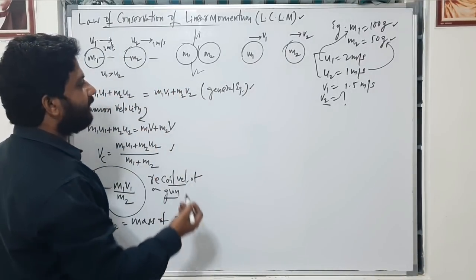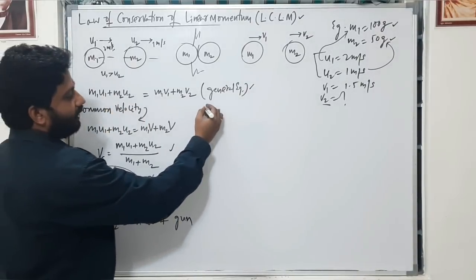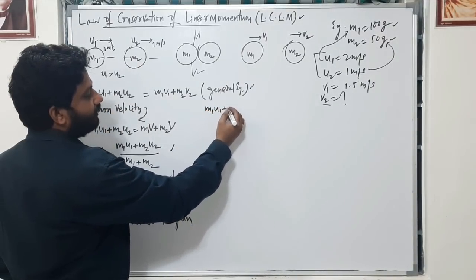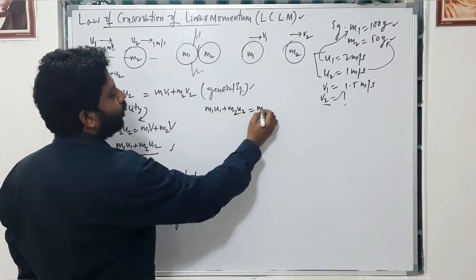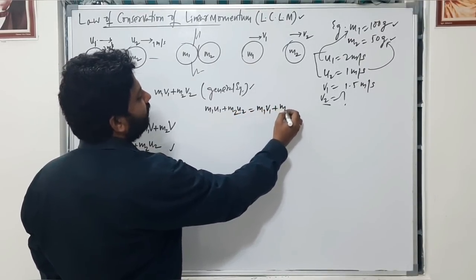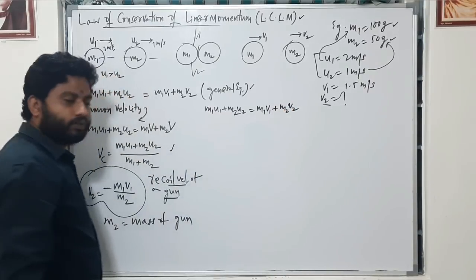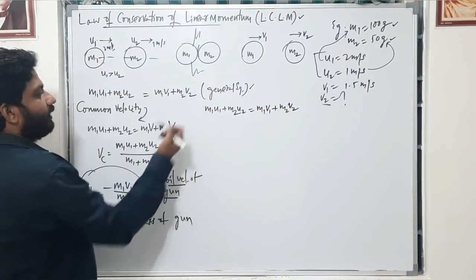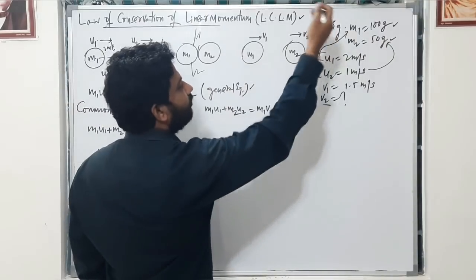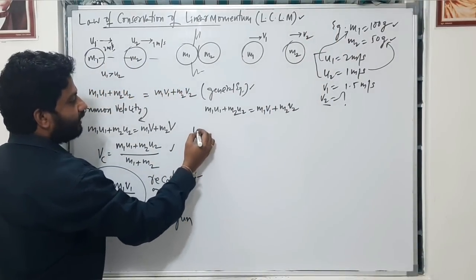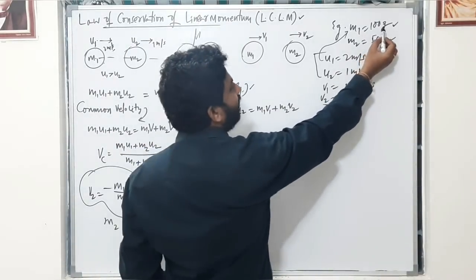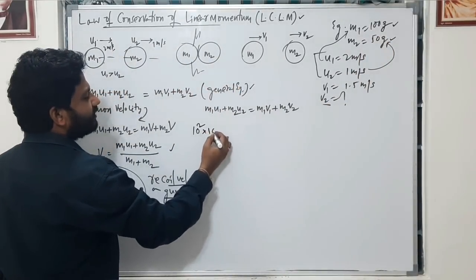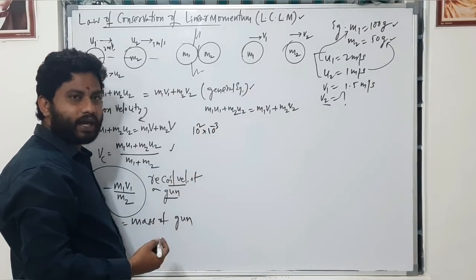The major formula we have is M1 U1 plus M2 U2, which is equal to M1 V1 plus M2 V2. I am going to solve this question from this formula. Are you ready now? Let's substitute everything. What is M1 here? That is 100 grams, which needs to be converted into kilograms. So that's 10 raised to minus 3 kilogram, right?